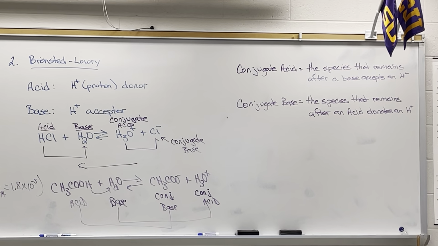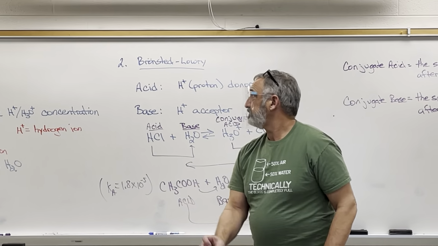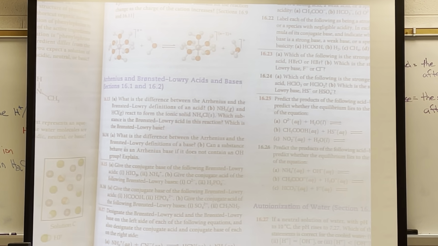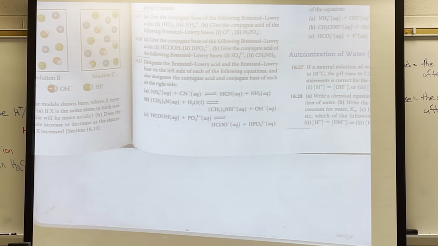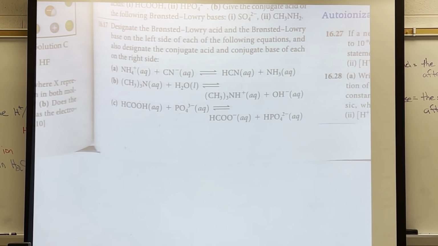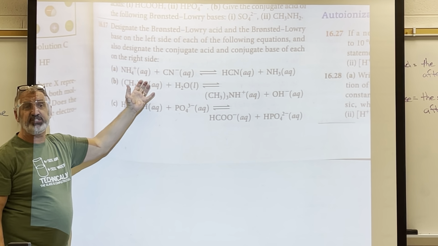So, let's just look in your book. Chapter 16. I'm on page 717. Looking at the question down here at the bottom, number 17, on page 717. So we want to designate these as an acid or base, Bronsted acid, Bronsted base, conjugate acid, conjugate base.